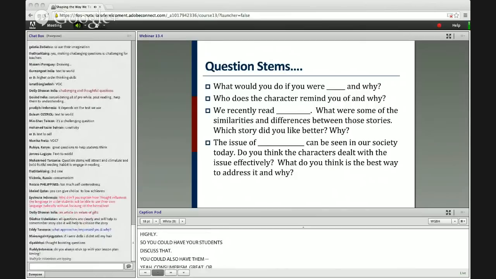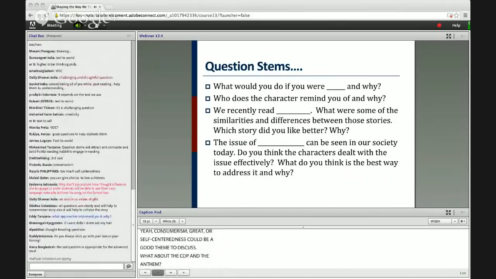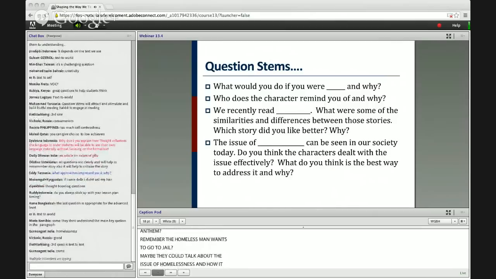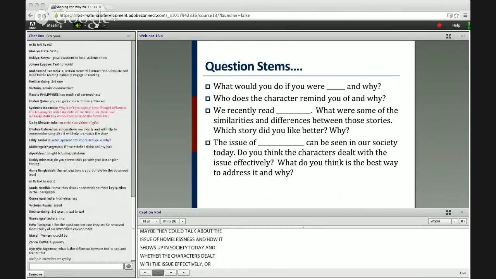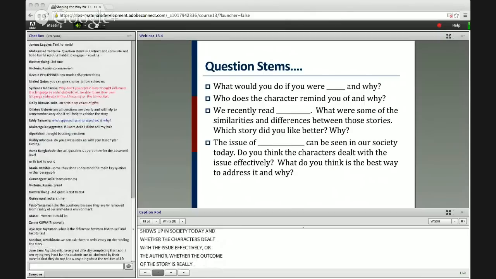What about the cop in The Cop and the Anthem? Remember, the homeless man wants to go to jail? Maybe they could talk about the issue of homelessness and how it shows up in society today, and whether the characters dealt with the issue effectively, or the author, whether the outcome of the story is really realistic and why. Knowing what students know about the world today, they can discuss that.